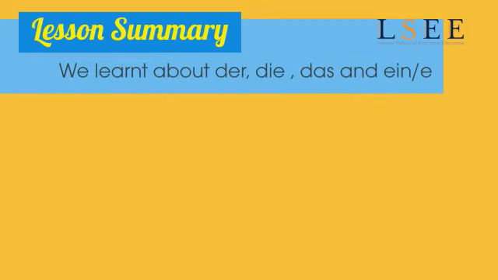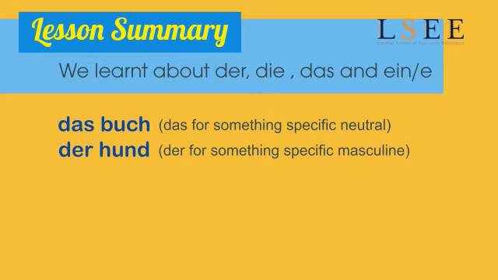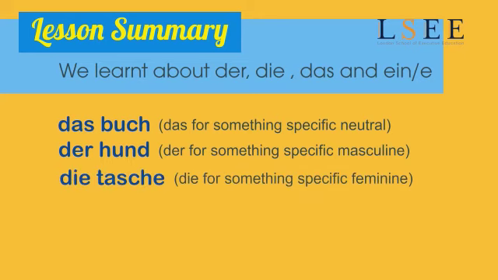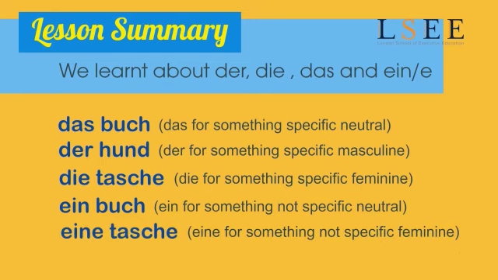In this lesson we learned about der, die, das and ein, eine. Das Buch, das for something specific neutral. Der Hund, der for something specific masculine. Die Tasche, die for something specific feminine. Ein Buch, ein for something not specific neutral. Eine Tasche, eine for something not specific feminine.